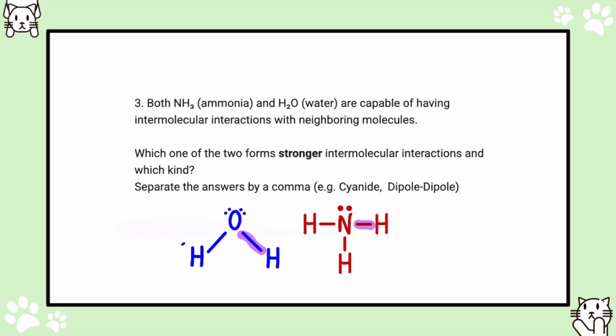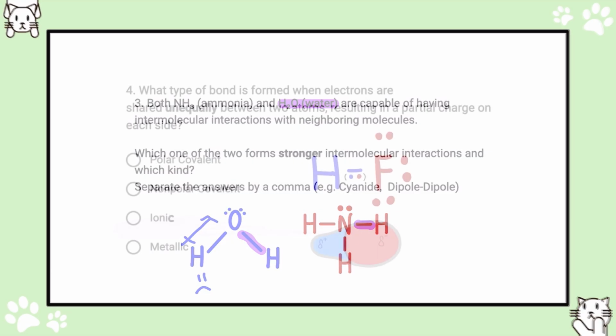So, oxygen pulls all the electron density towards itself, making the hydrogen feel very electron poor. So, it is enticed by the other oxygens in other water molecules, forming hydrogen bonds with them. Therefore, water forms stronger hydrogen bonds than ammonia.